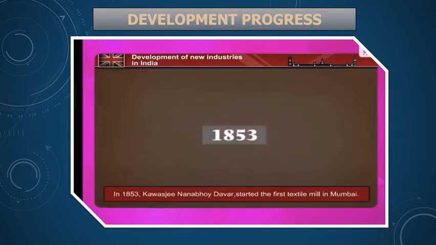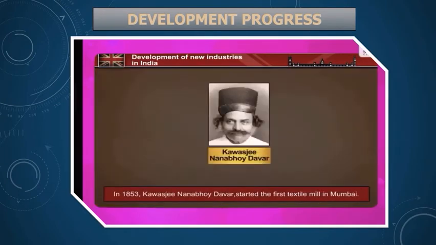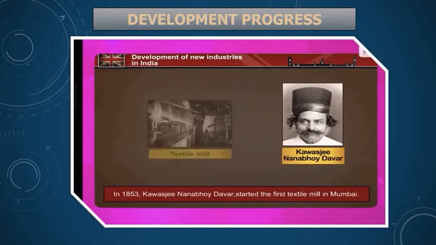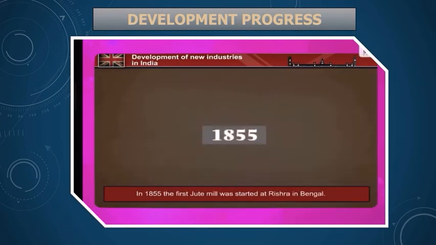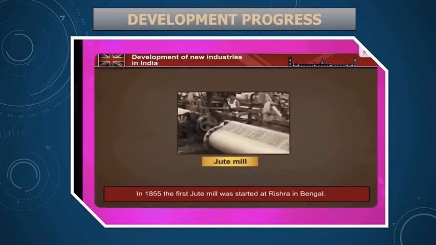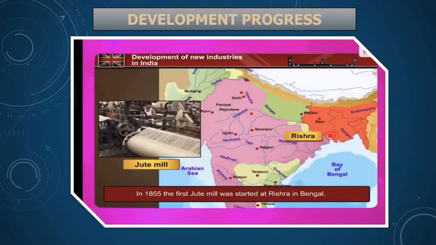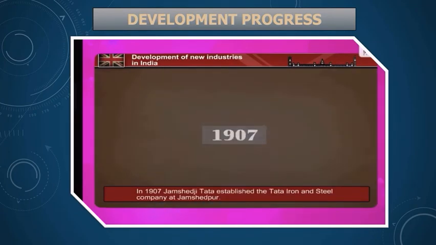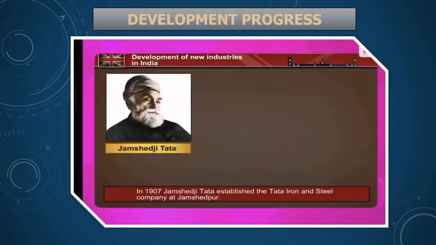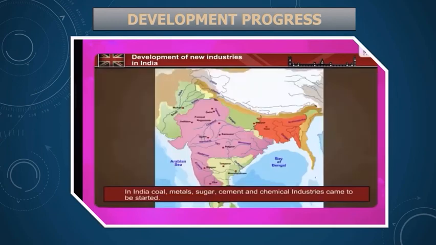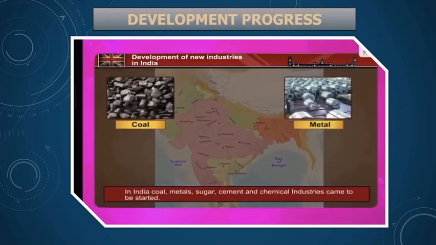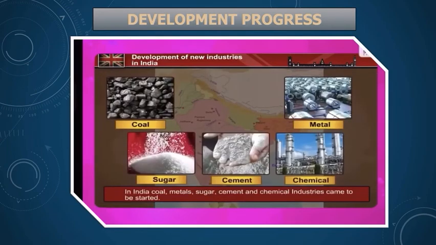In 1853, Kawasji Nanabhoy Dawar started the first textile mill in Mumbai. In 1855, the first jute mill was started in Rishra in Bengal. In 1907, Jamshedji Tata established the Tata Iron and Steel Company at Jamshedpur. In India, coal, metals, sugar, cement and chemical industries came to be started.